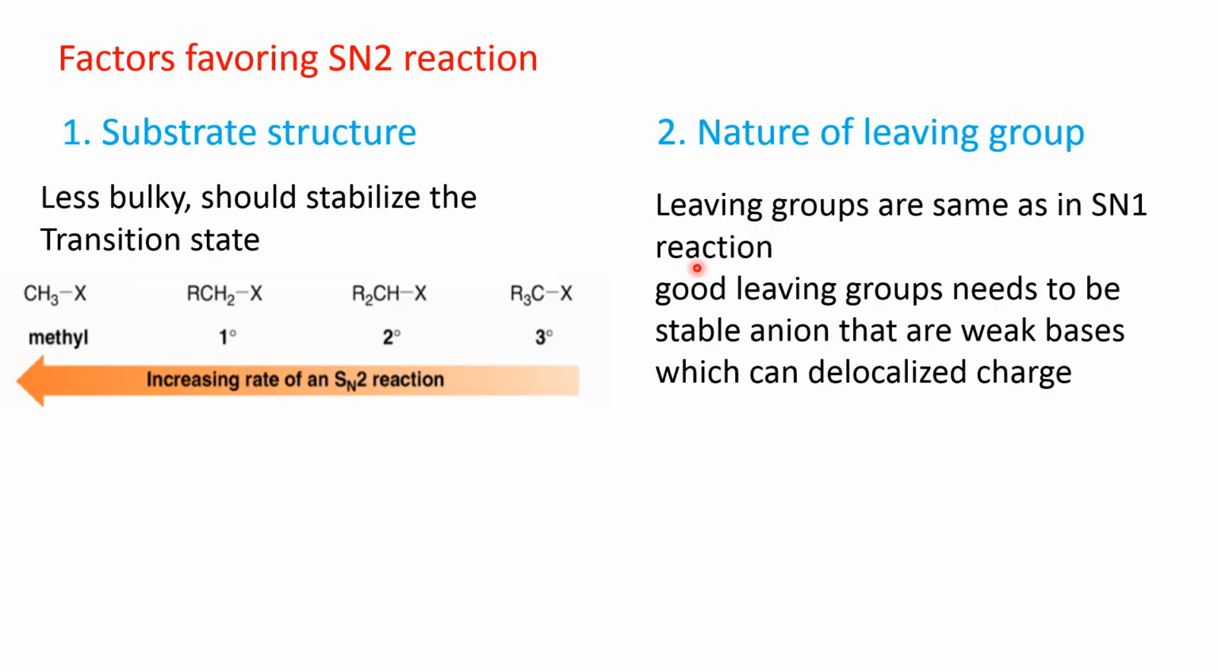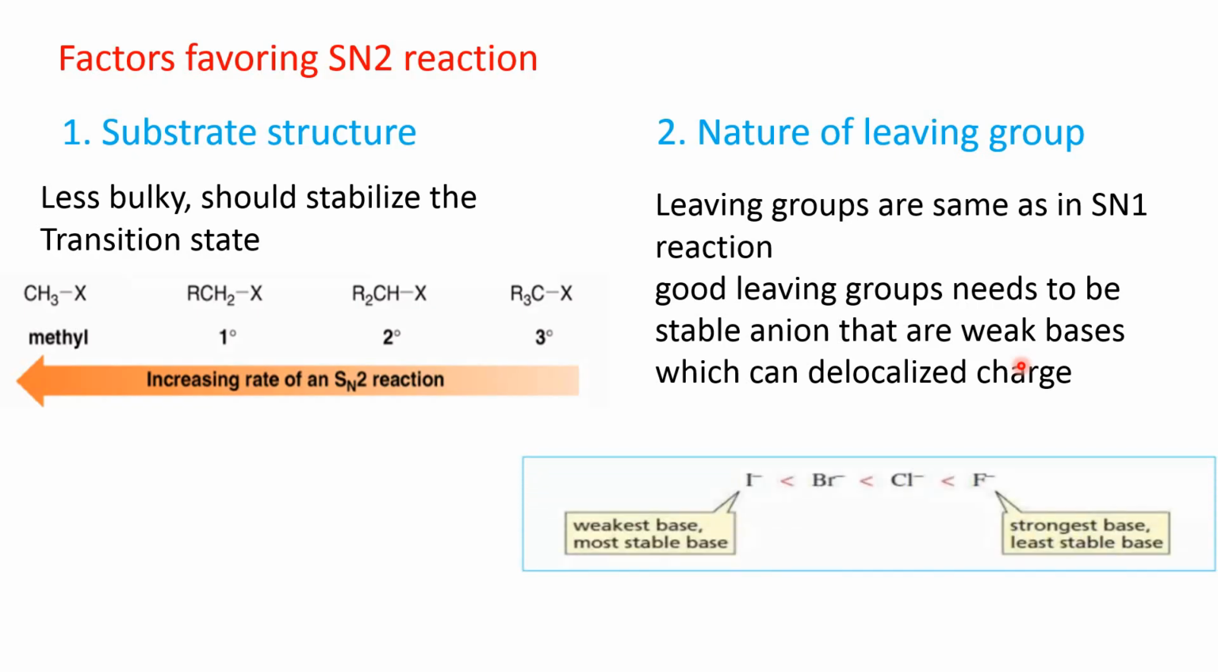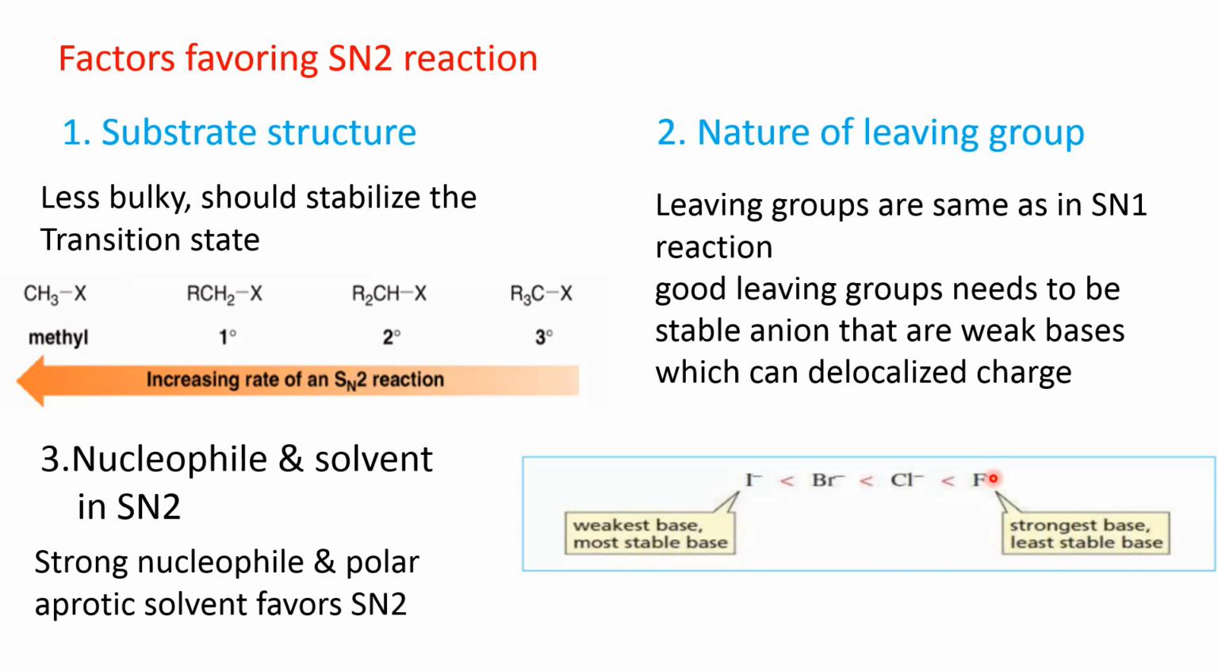And then leaving groups are the same for SN1 and SN2 reactions, that is, good leaving groups need to be stable anions that are weak bases which can delocalize the charge. And here iodide is the weakest base and the most stable. This is the best leaving group, and fluoride is the strongest base. This is the worst leaving group. Now coming to the nucleophile and solvent. Here a strong nucleophile is required because a strong base or nucleophile can attack, then it pushes the leaving group to leave the molecule. That's why the strength of the nucleophile or base should be strong, and the polar aprotic solvent favors the SN2 reaction. Aprotic solvent means hydrogen is not attached to an electronegative atom.